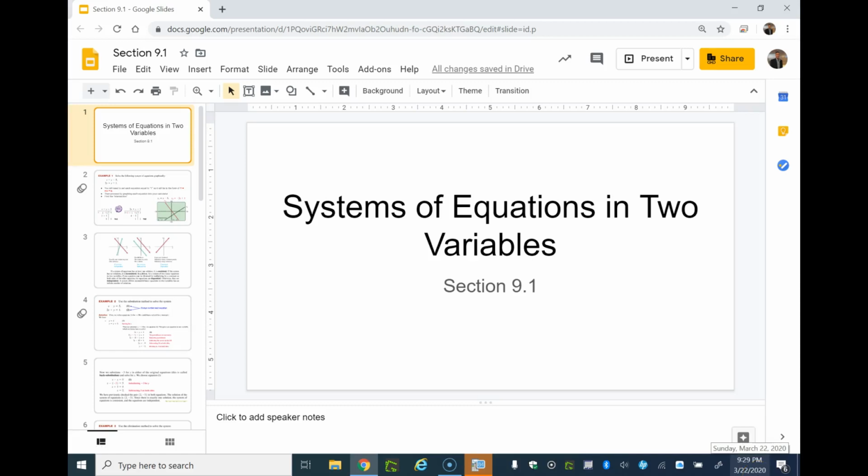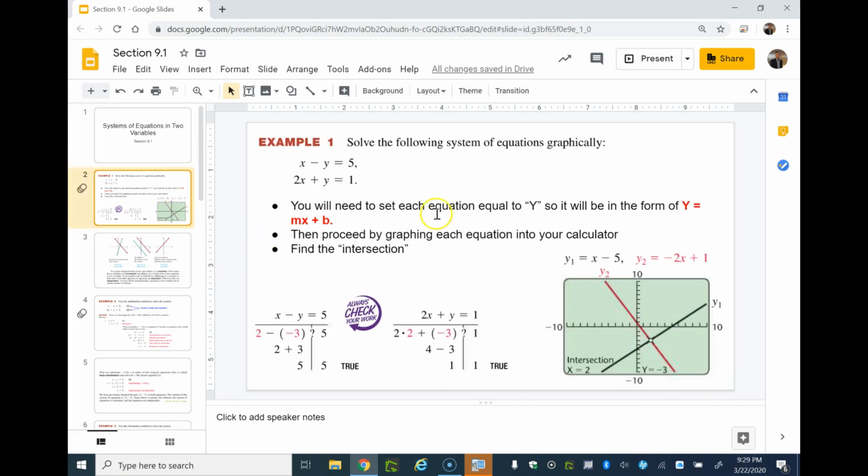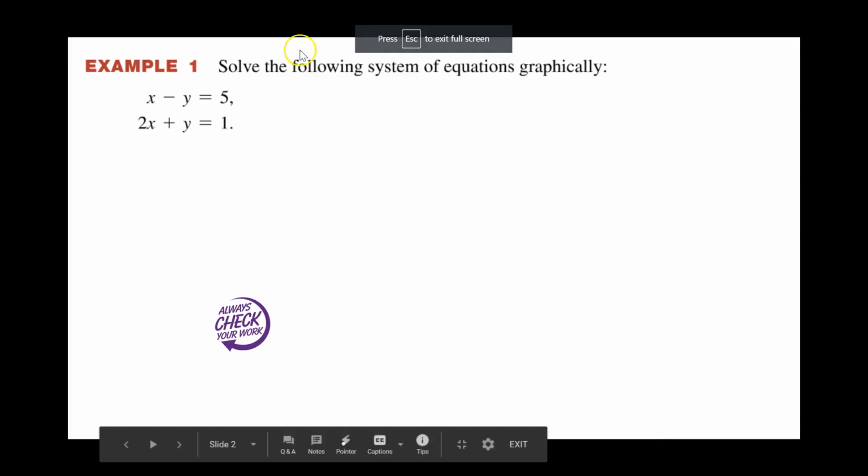So with this clip, we're going to talk about section 9.1, and 9.1 deals with systems of equations with two variables, meaning that we're going to have an x and a y that we need to solve for. So the first method that we're going to discuss is how to solve this equation graphically using a calculator.